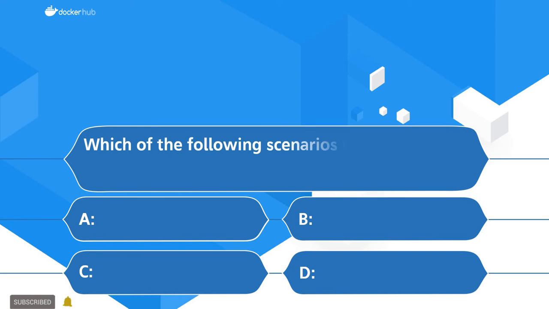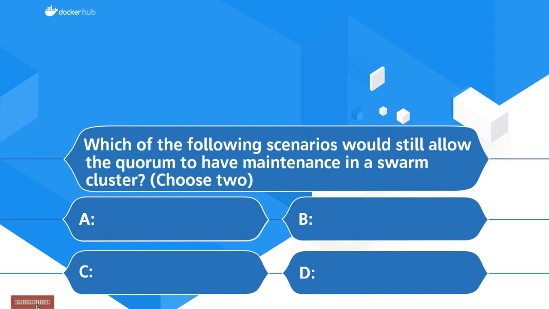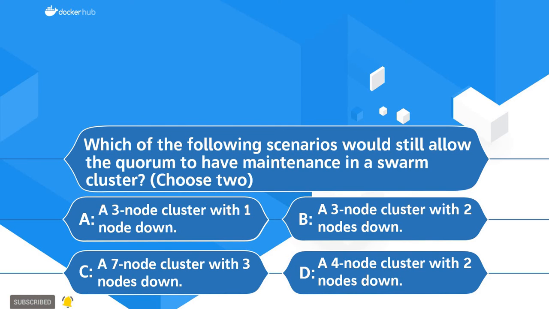Which of the following scenarios would still allow the quorum to have maintenance in a swarm cluster? Choose 2. A. A 3-node cluster with 1 node down. B. A 3-node cluster with 2 nodes down. C. A 7-node cluster with 3 nodes down. D. A 4-node cluster with 2 nodes down. Your time starts now.